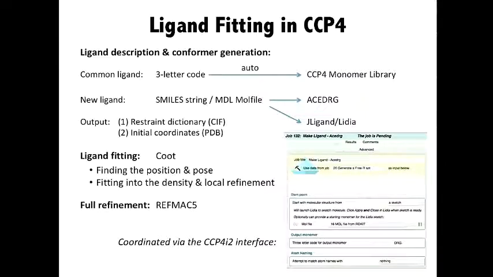So when ligand fitting in CCP4, the general procedure is that if you've got a common ligand, you know the three-letter code, therefore it will just work. It's in the CCP4 Monomer Library, you haven't got a problem. You haven't got to think about it. However, if you've got a new ligand, you need to take your SMILES string, then maybe use AceDRG or JLigand or Lidia in order to create a restraint dictionary, your CIF file, and some initial coordinates, that's your PDB file. Then you would use Coot to find the position and pose and fit into the density, and do local refinement before then doing full refinement with REFMAC5. And this can all be coordinated via the CCP4i2 interface using the make ligand task. That is your starting point if you're trying to fit a ligand.